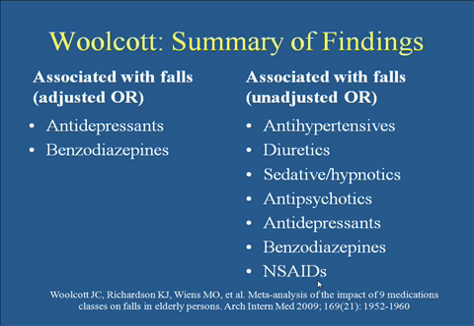So this slide just gives you a little bit of summary of the classes that were associated with falls, both the adjusted and the unadjusted odds ratios. And of note, the two classes not on this slide are beta blockers and narcotics, because neither class reached statistical significance in either the adjusted or unadjusted odds ratios.